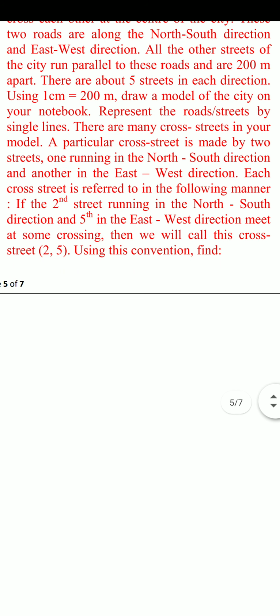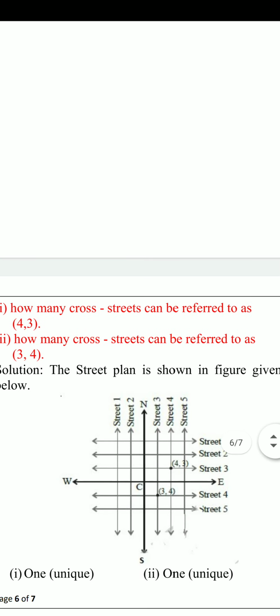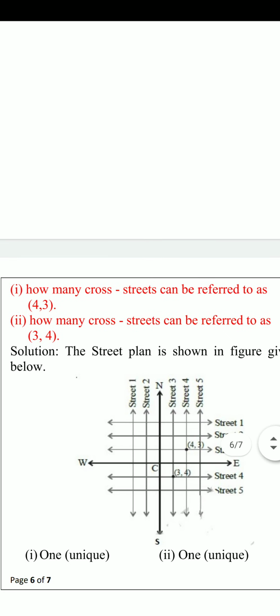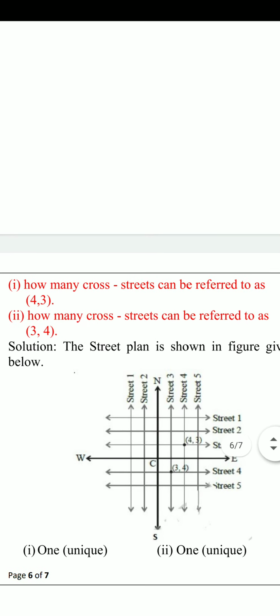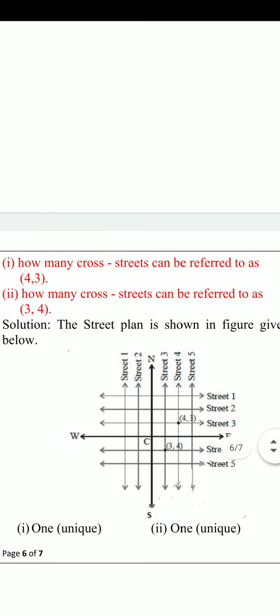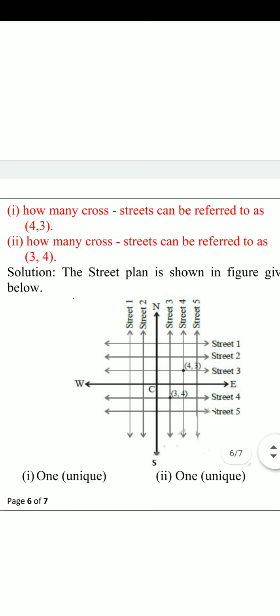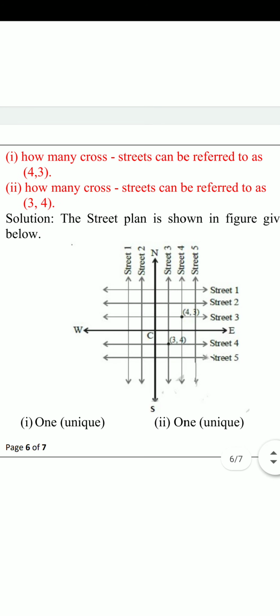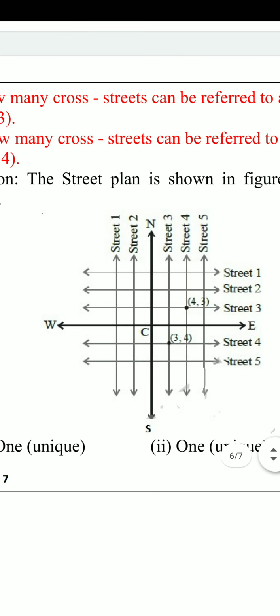Using this convention, find the answers. There are two questions given to you. How many cross streets can be referred to as 4-3, and how many cross streets can be referred to as 3-4? The answer is not difficult. First we have to draw the model. So first draw the bold line marked north-south, and a second bold line marked west to east.